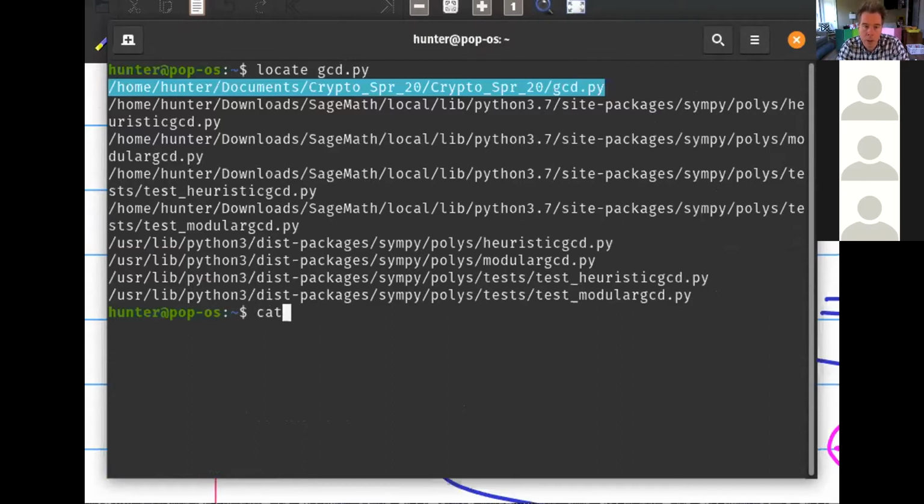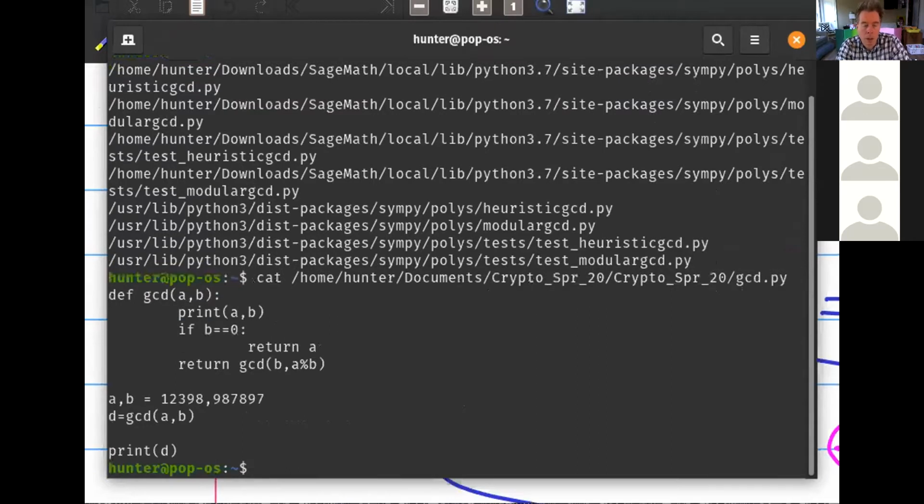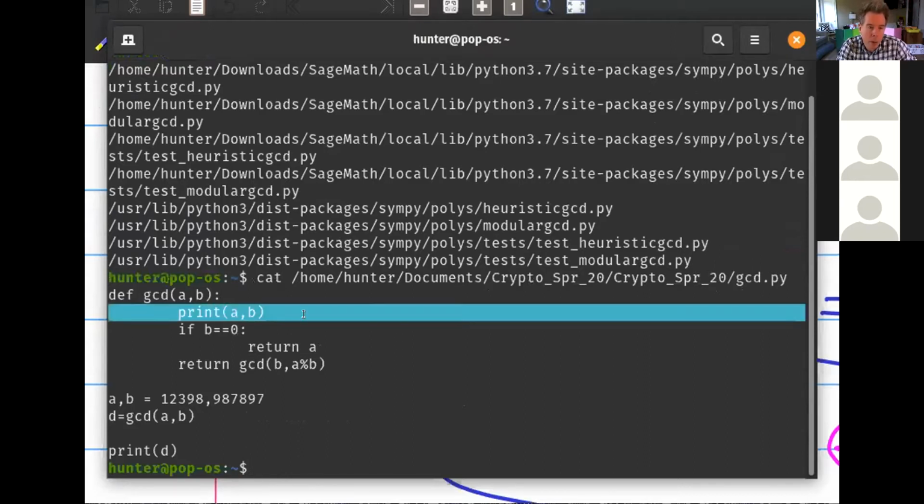Let me just dump it to the screen. Okay, so here's the code. Can everybody see that? So the GCD of A and B, you can print them out. But it's a really simple recursive algorithm. If B is equal to 0, then it returns A. Otherwise, it does this recursive step, which is to return B and A mod B.